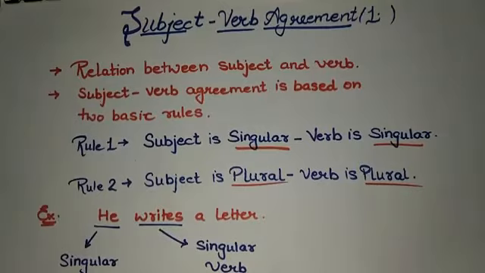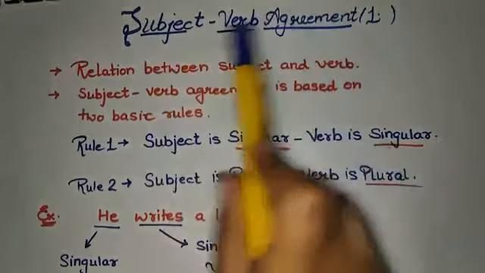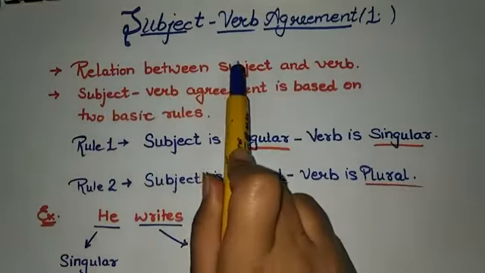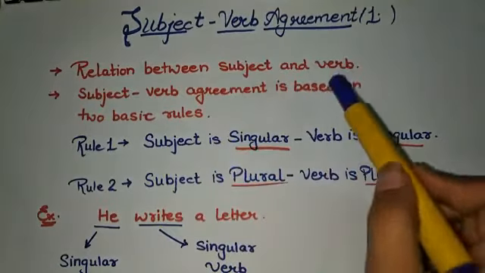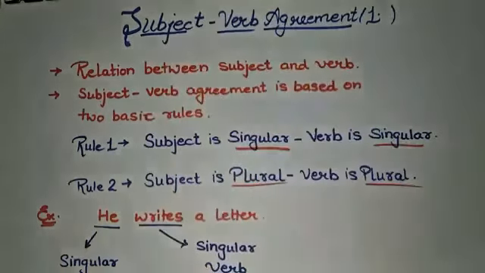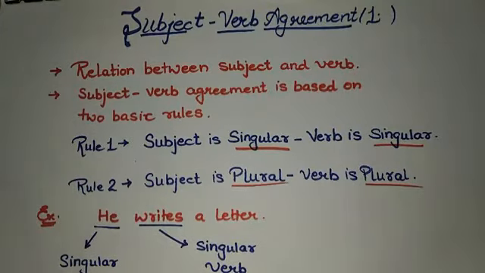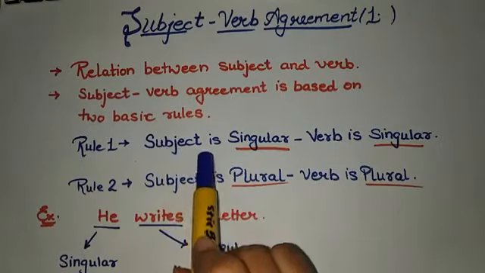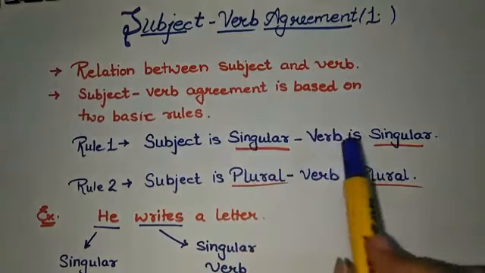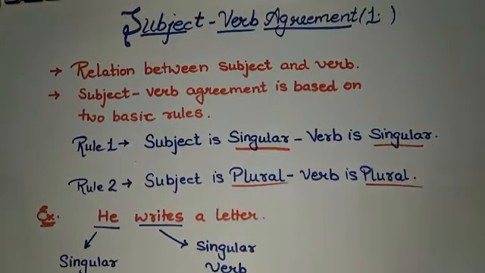So as I told you, subject-verb agreement is a relation between subject and verb, as is already clear from its name, right? Subject-verb agreement is based on two basic rules. As you can see, I have written here. Rule number 1 says that if the subject is singular, the verb will be singular. And rule 2 is if the subject is plural, the verb should be plural.